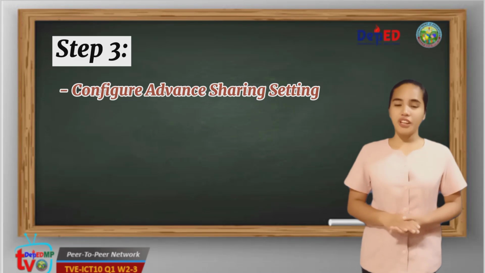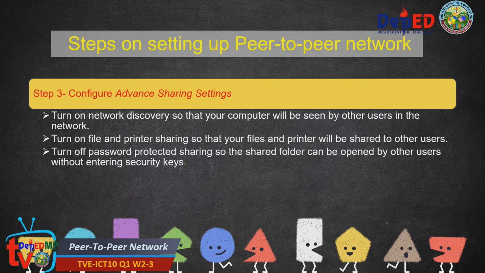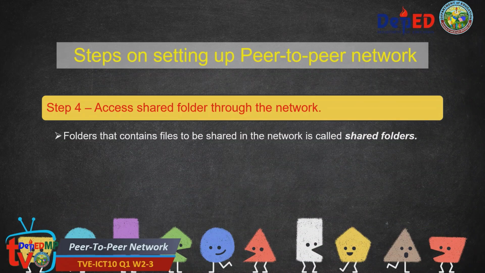Step 3. Configure advanced sharing settings. Turn on network discovery so that your computer will be seen by other users in the network. Turn on file and printer sharing so that your files and printer will be shared to other users. And turn off password protected sharing so the shared folder can be opened by other users without entering security keys. Step 4. Access shared folders through the network. Folders that contain files to be shared in the network are called shared folders.